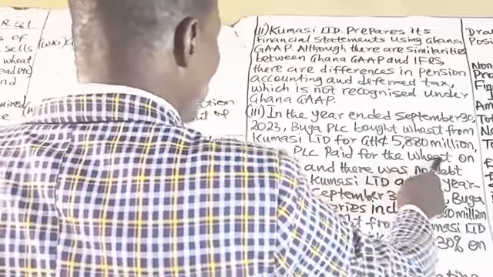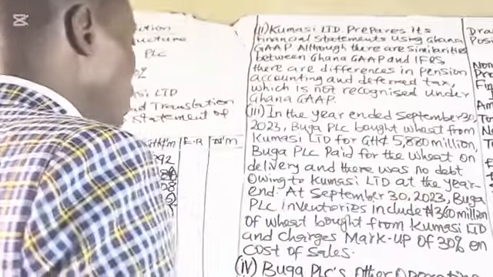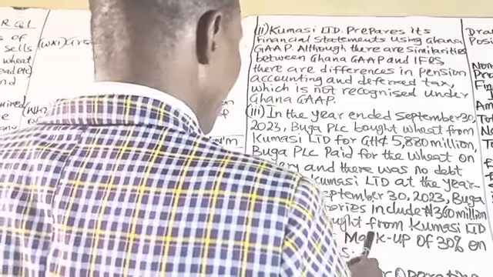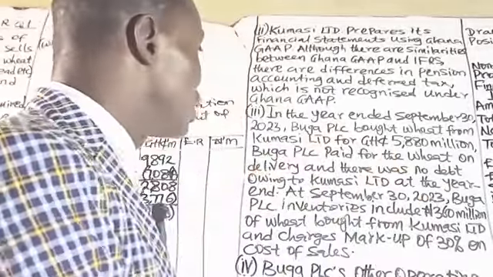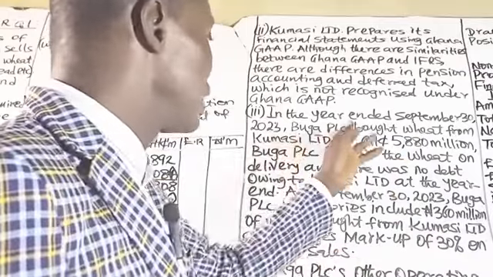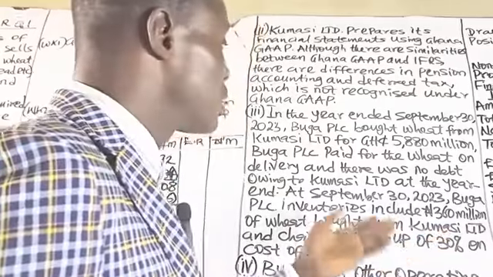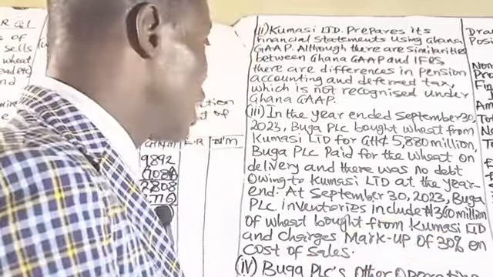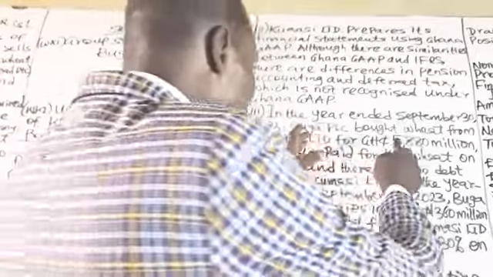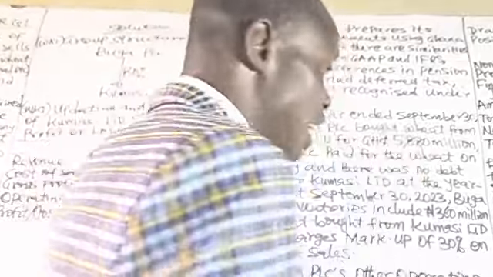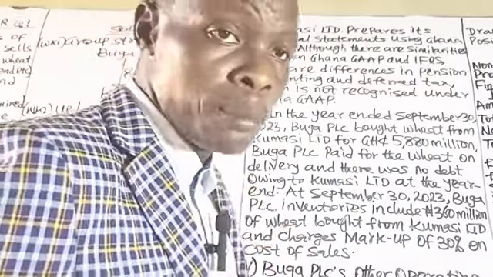Buga PLC paid for the wheat on delivery, and there were no debts owing to Kumasi Limited at the year end. So this is a transfer of inventory between Buga PLC and Kumasi Limited. And remember, the intergroup transfer will be adjusted when we are consolidating. Since it has been incorporated into the financial statements, we need not include it in the updating process.